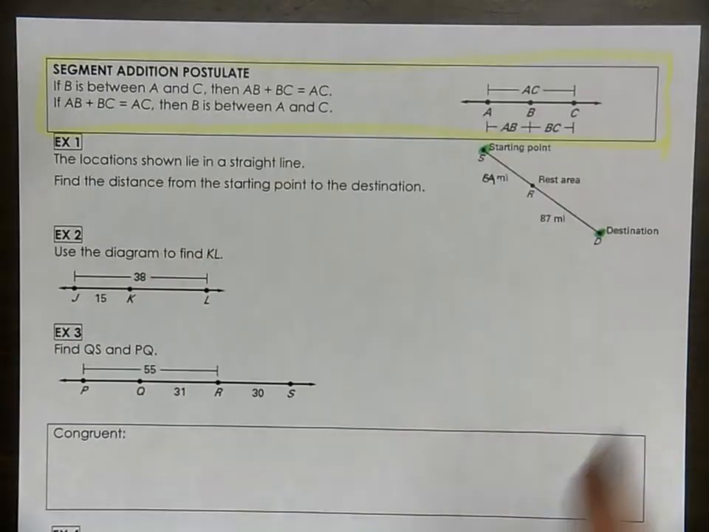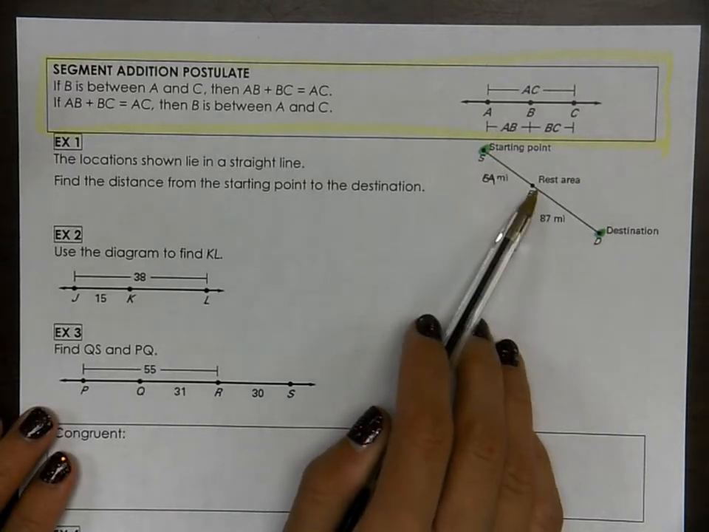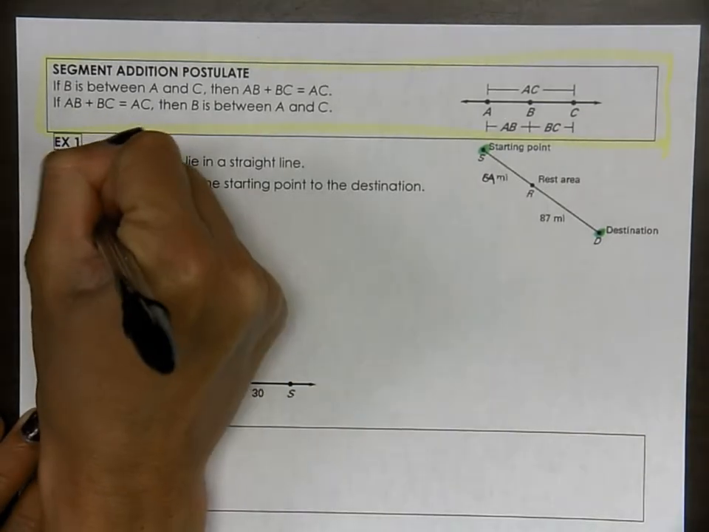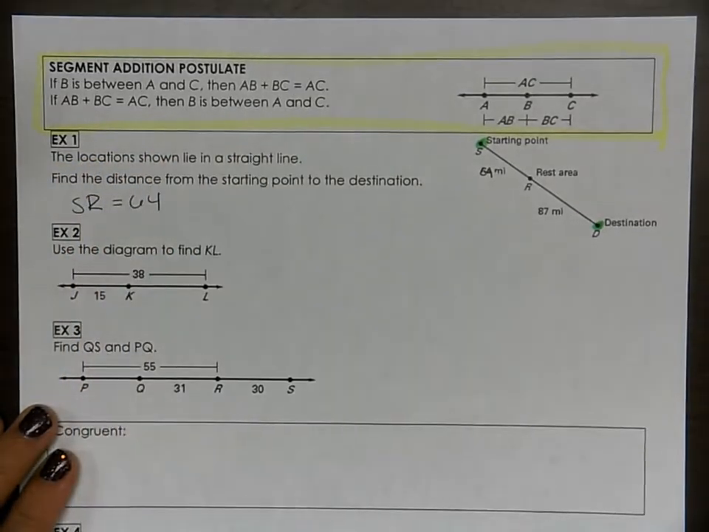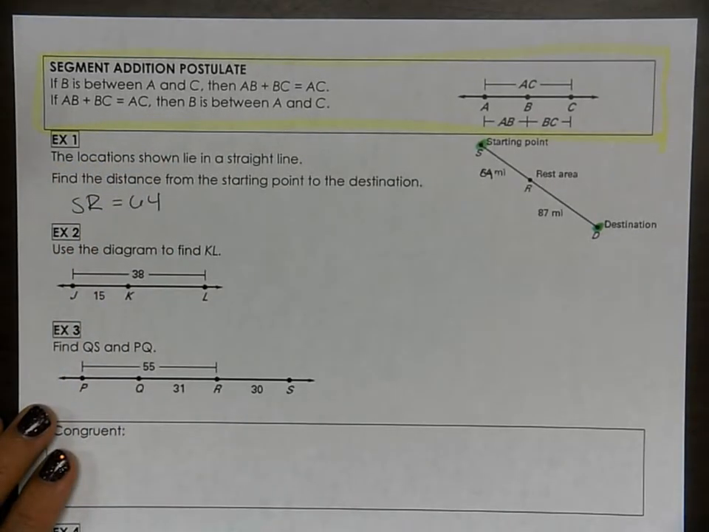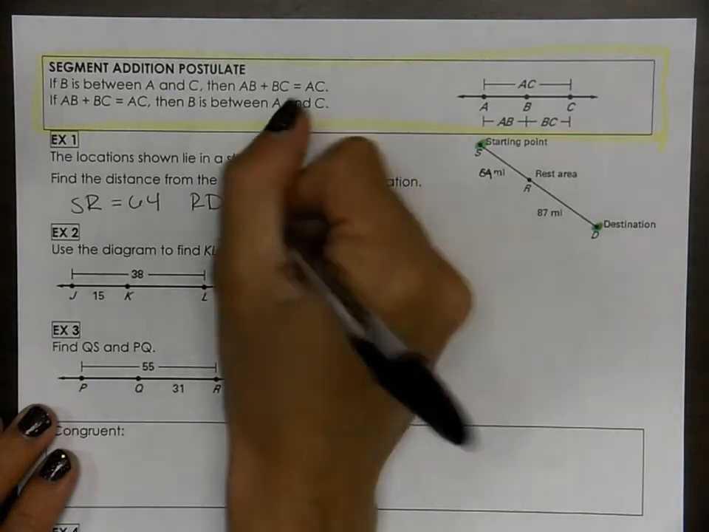It's like if you go to one of your friend's houses and you guys stop to get some water. Then you travel to another friend's house and that's where you end up staying. Your total distance is your distance from your house to one friend's house and then that friend's house to your final friend's house. You're just adding the 2 distances together. So that's what we're going to go ahead and do here. From the starting point to the rest area, I'm going to call that SR, that stands for the distance from S to R. That equals 64. And then I also have the distance from R to D, which is the rest area to the destination, and that's 87.